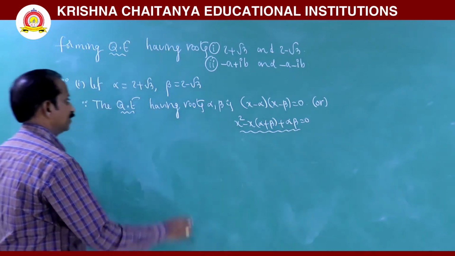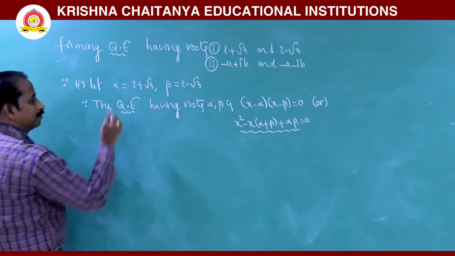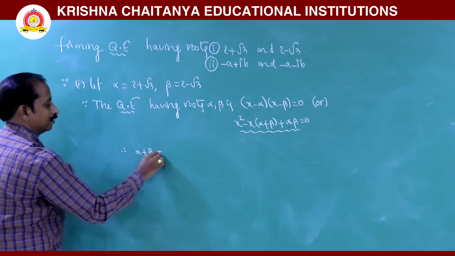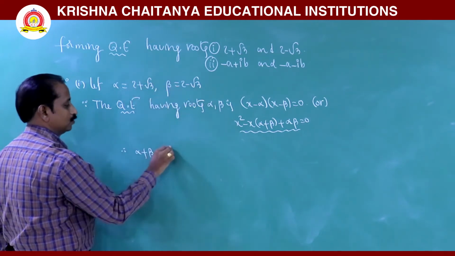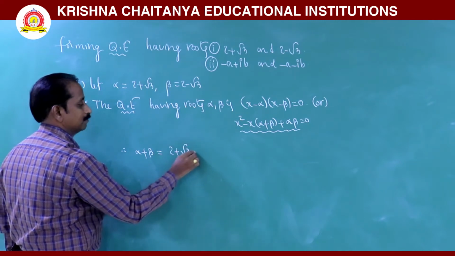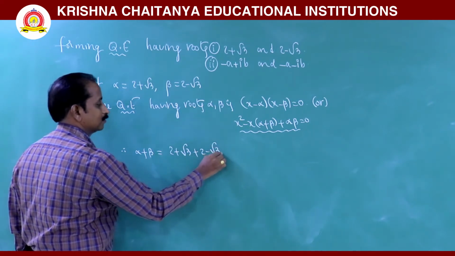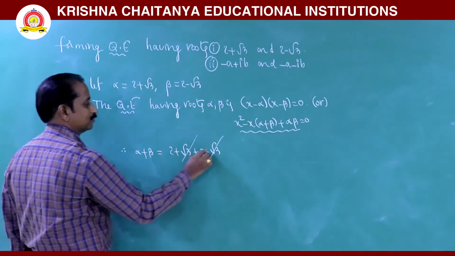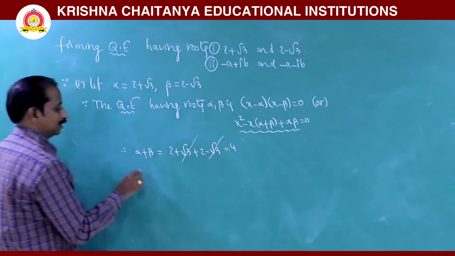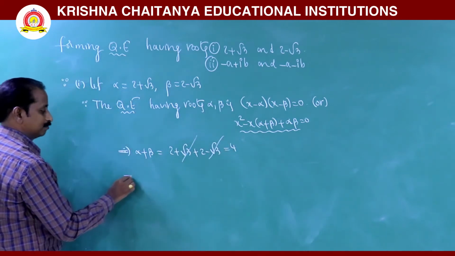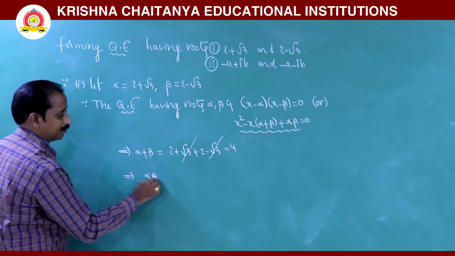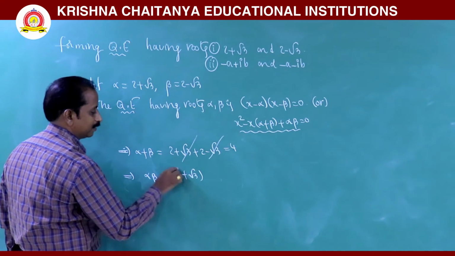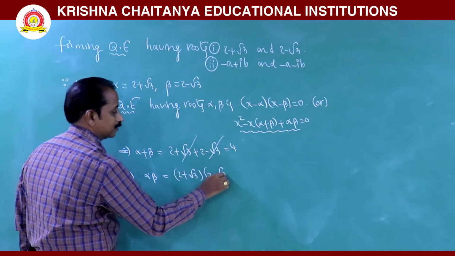So, first of all, we can calculate alpha plus beta. Alpha plus beta is nothing but 2 plus root 3 plus 2 minus root 3. Root 3 gets cancelled, 2 plus 2 is nothing but 4. And we need the product of the roots, alpha into beta. Alpha is nothing but 2 plus root 3, beta is nothing but 2 minus root 3.